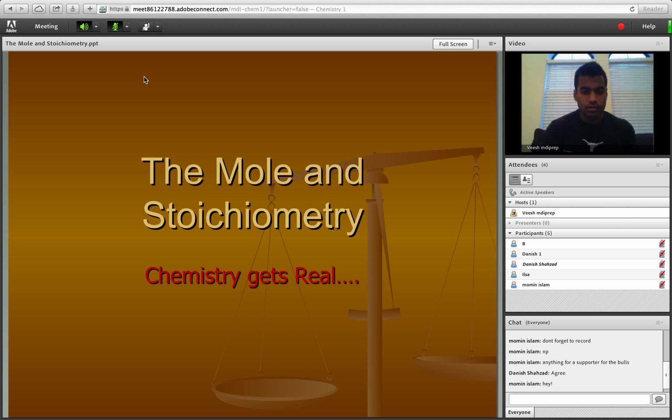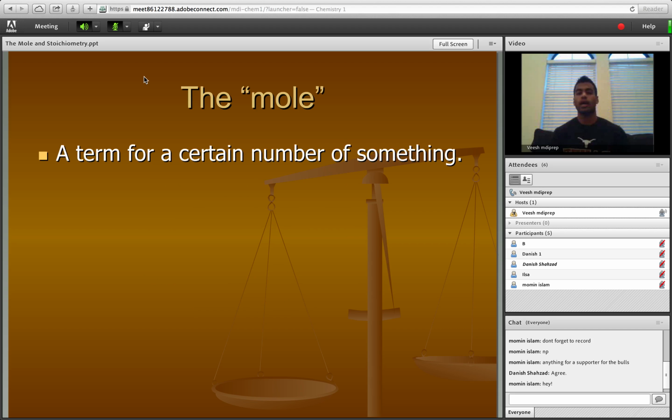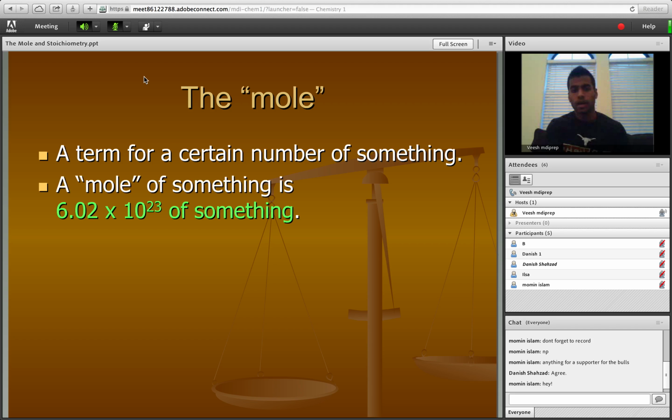So make sure to understand everything and review it afterwards. Okay, so the mole. The mole is just a term for how many of something. And generally, it's talking about Avogadro's number, which is 6.02 times 10 to the 23rd. And that's what a mole of something is. And it's a very unclear concept of what it is. But if you just know how to use it in terms of calculations, that's pretty much all you're going to need to know.